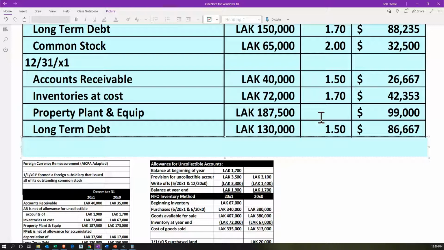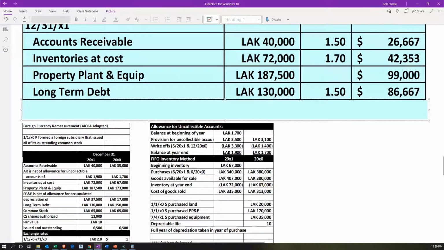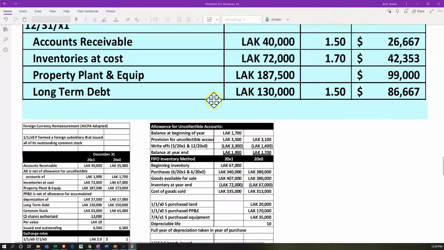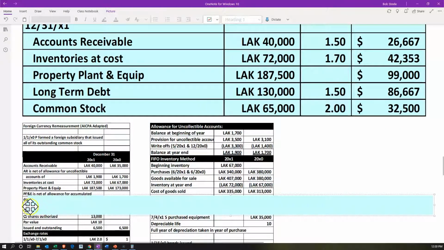So we're not going to use the historic date here. We're going to use the date as of the end of the balance sheet date, the 12/31 date, which is once again that 1.5, coming from here. So 7/1/X1 to 12/31/X1, there's the 1.5. If we do the division here, we're going to be taking the 130,000 divided by 1.5. That's going to give us about 86,667 rounded.